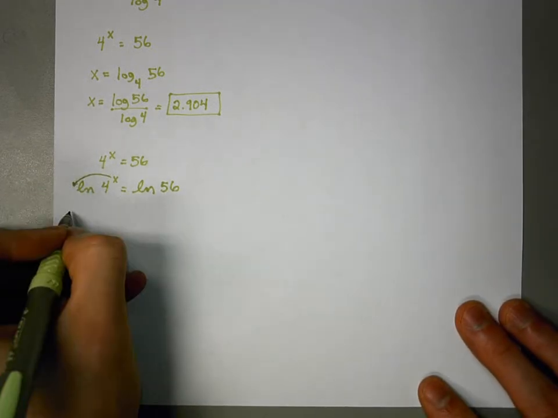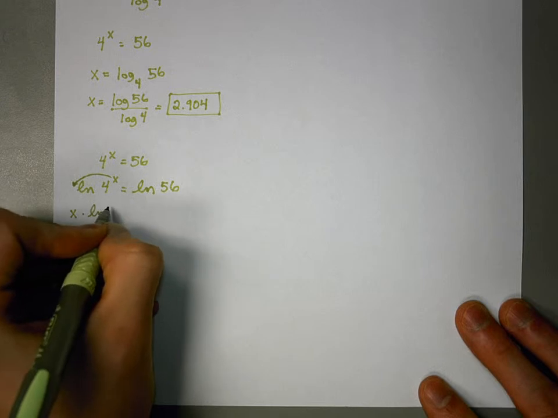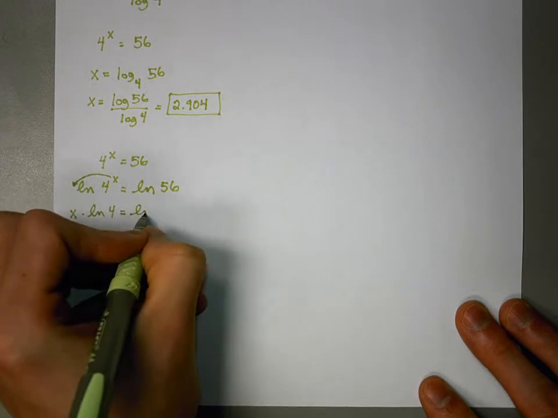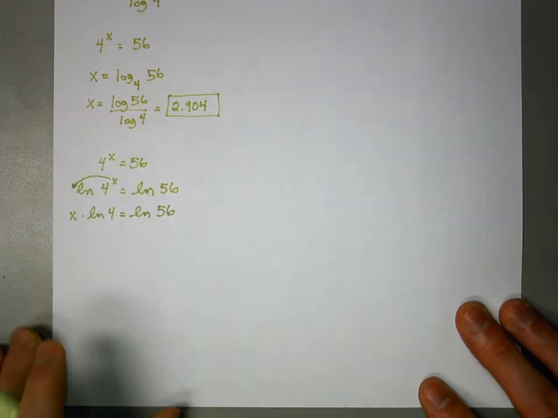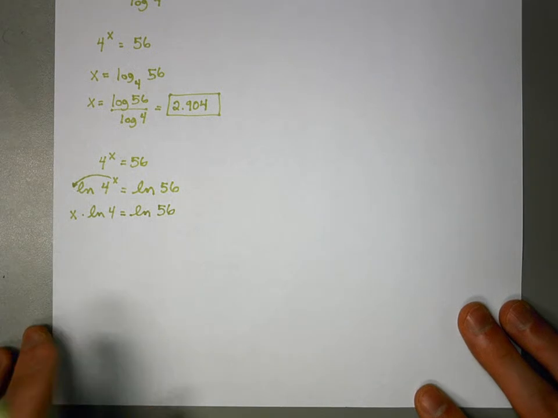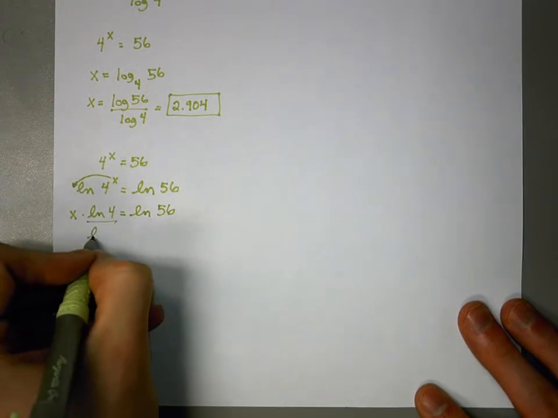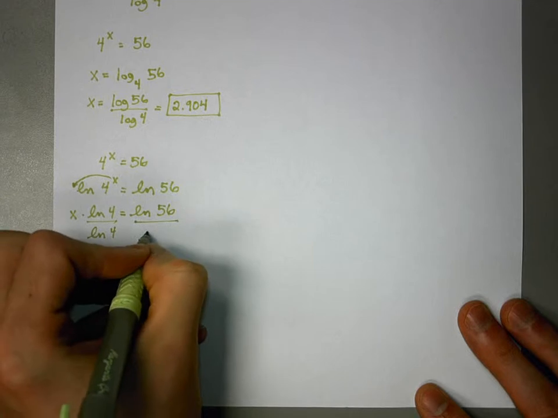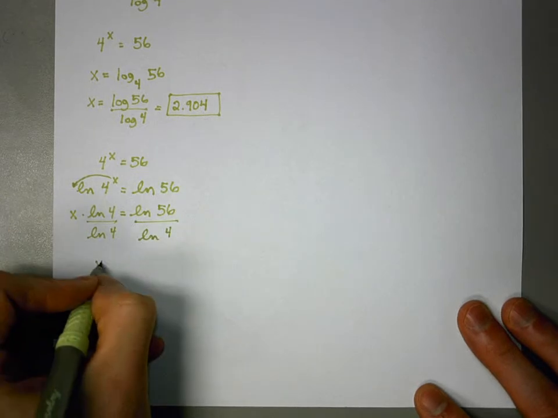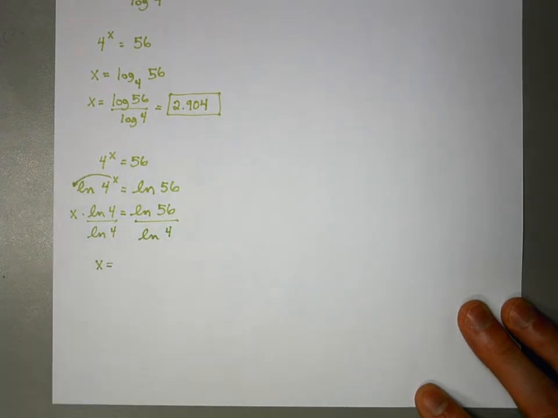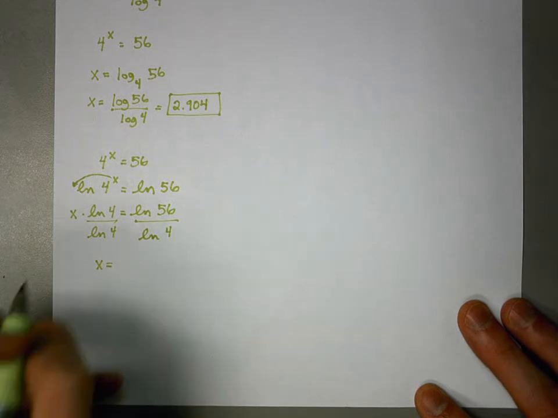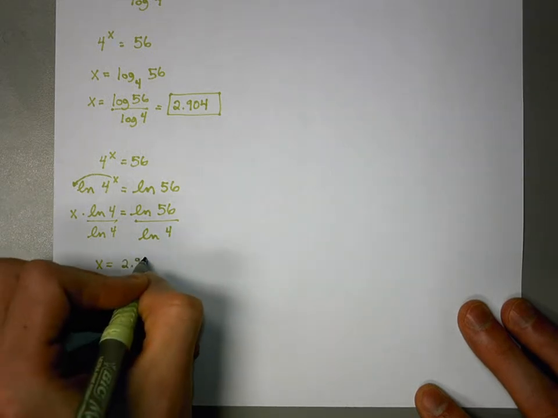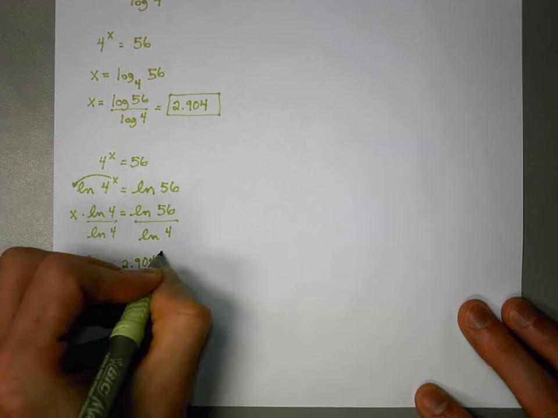Your power property once again says you can bring your exponent out front. And then finally get x by itself. We divide both sides by the natural log of 4. Natural log of 56, just confirm this in your calculator, that's the same as the others. Natural log of 56 divided by the natural log of 4 is going to be 2.904 as well.